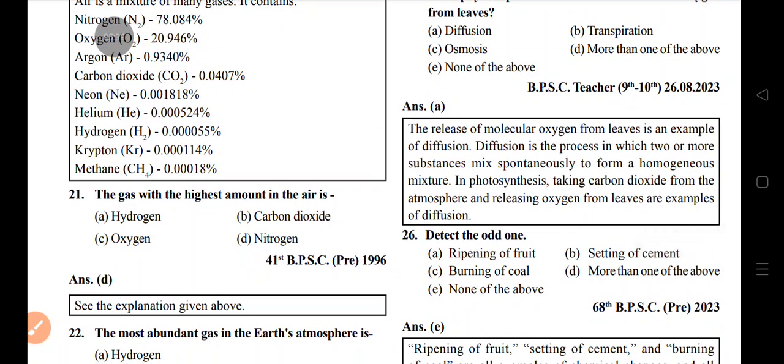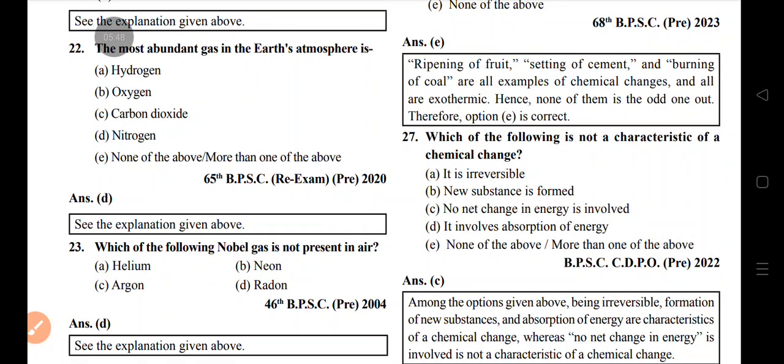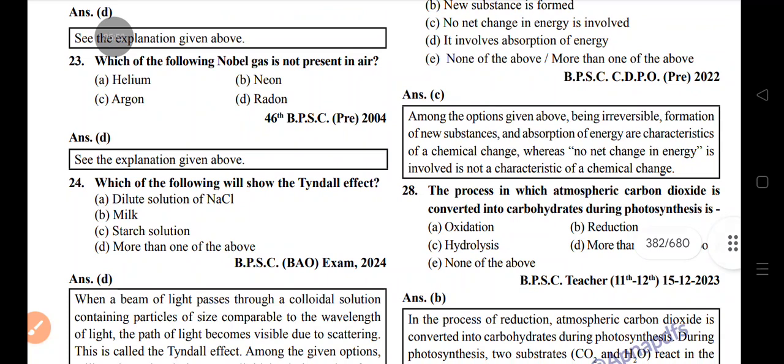Which gas has the highest amount in the air? Nitrogen. Most abundant gas in Earth's atmosphere: nitrogen. Which noble gas is not present in air? Radon. Tyndall effect. Dilute solution of milk, starch solution.